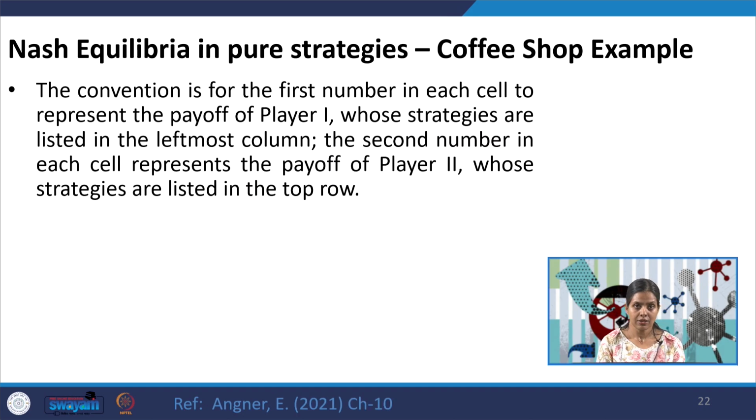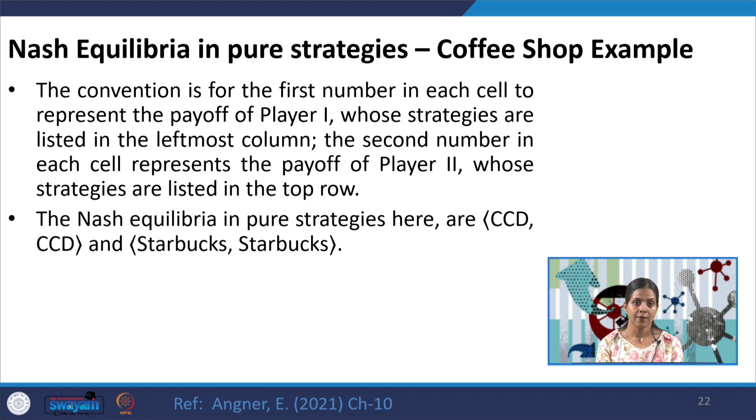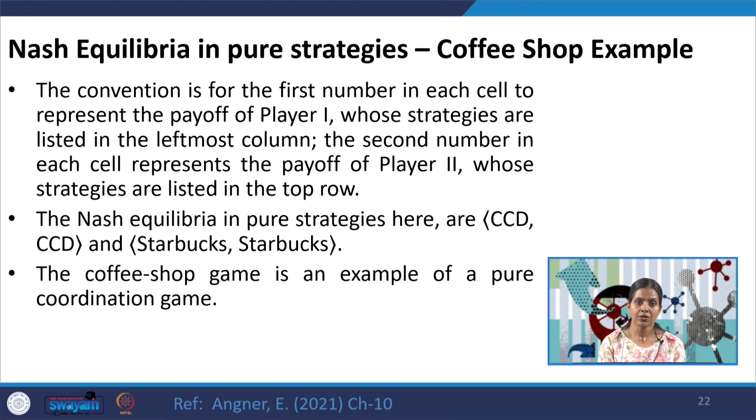The convention is for the first number in each cell to represent the payoff of player 1, whose strategies are listed in the leftmost column. The second number in each cell represents the payoff of player 2, whose strategies are listed in the top row. This is what I have already mentioned. The Nash equilibria in pure strategies here are CCD, CCD and Starbucks, Starbucks. The coffee shop game is an example of a pure coordination game.